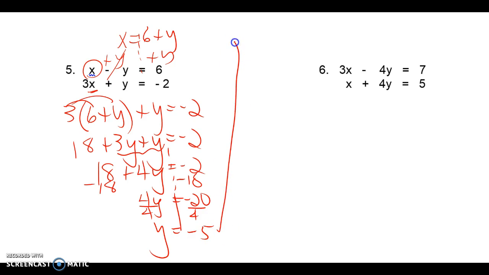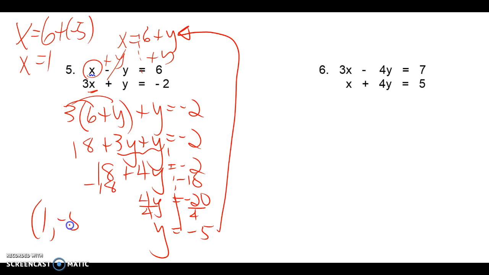Take this, come back to that equation. Or really, you could go to either of the originals. But if I plug that in, x equals 6 plus a negative 5, I get x equals 1. So my answer here is (1, -5).